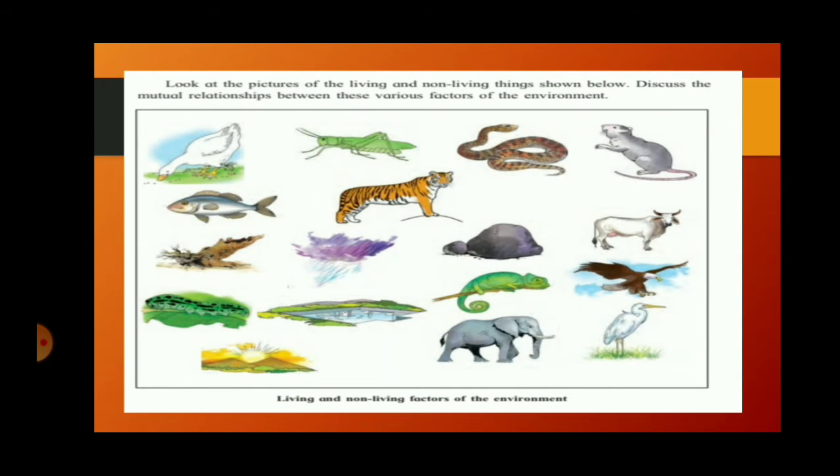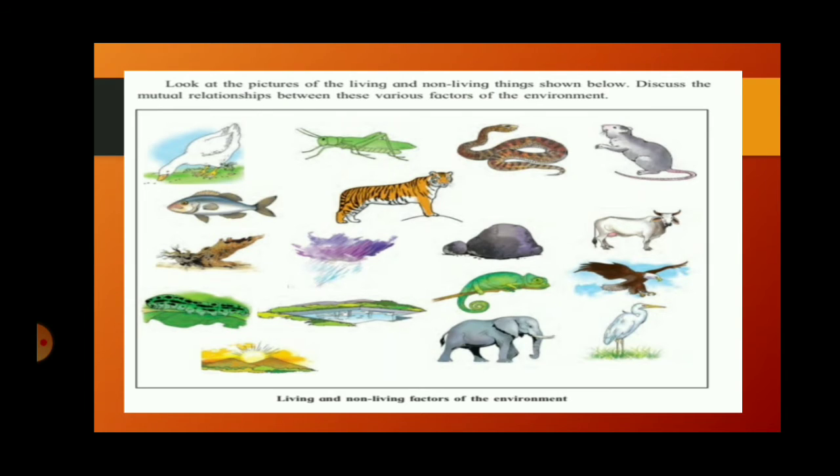See children, there are various living and non-living things in the world. Now look at the picture of the living and non-living things shown here. Discuss the mutual relationships. Now mutual means same. So discuss the same relationships between these various factors of the environment. First of all, observe this picture properly. See children, in this picture there are various living and non-living things.